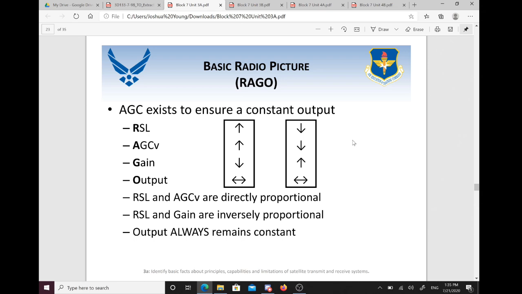But like I said though, we'll talk about that a little bit more and expand on that later on down the road once we start digging into the C's and D's for the TISR. So just don't sweat it. But you need to remember that RSL and AGC are directly proportional. RSL and gain are always inversely proportional, and your output will remain constant.